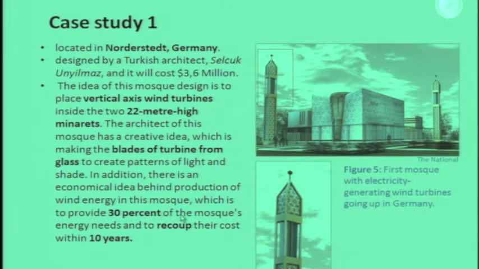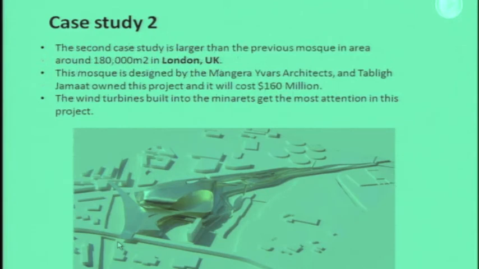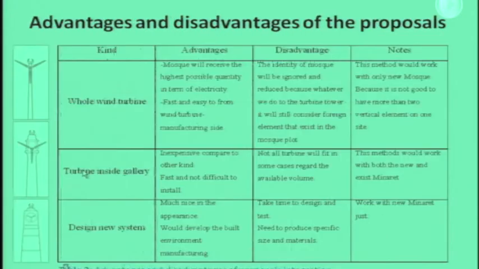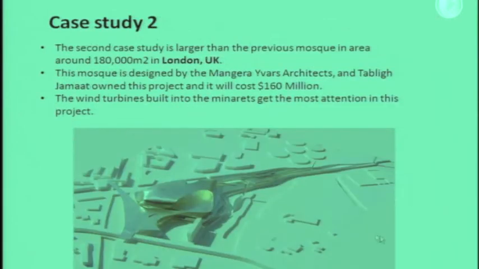They sell the energy of the mosque to the bank to recap, because they took a loan, and this is for 10 years. The second example is in London, in the United Kingdom, and I think he used this one. They just add some features, because I didn't find a lot of information about it.